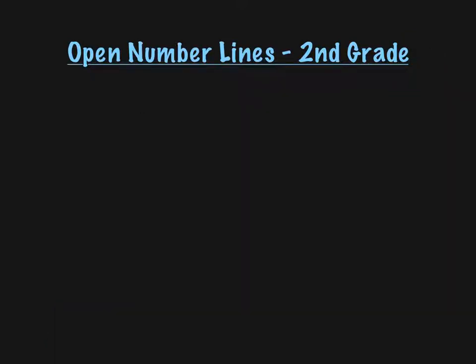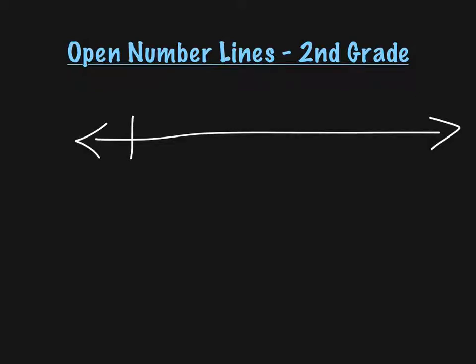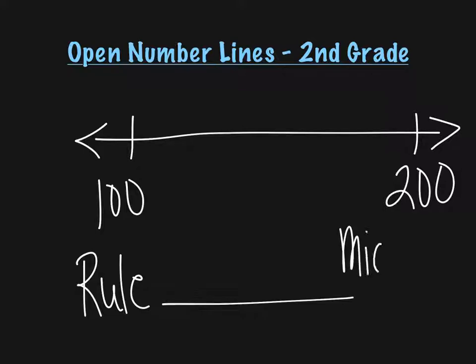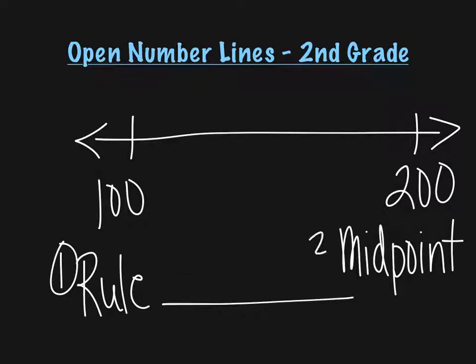So students, the only thing you have to think about when you have an open number line is you have to think to yourself, what am I counting by? What is my rule? So you're going to want to see if you can figure out the rule right away. And then you can think to yourself, okay, what is the midpoint? It might not be shown to you. You're going to have to figure it out. So you'll first think rule, then you're going to think midpoint.